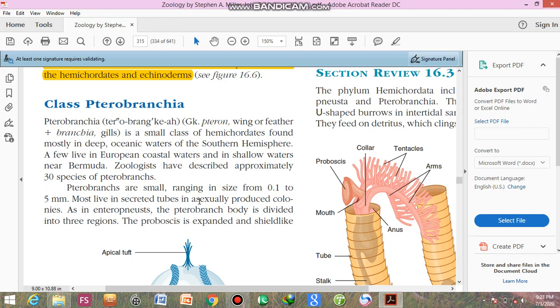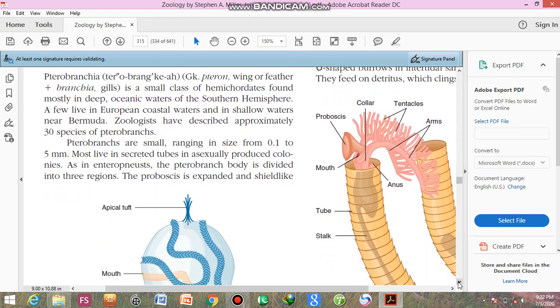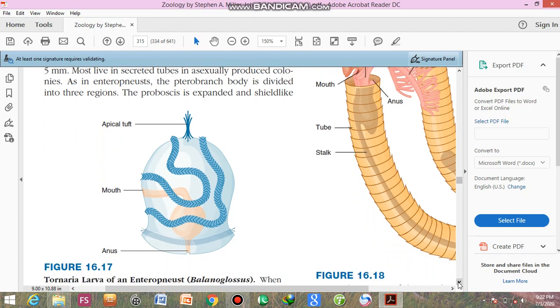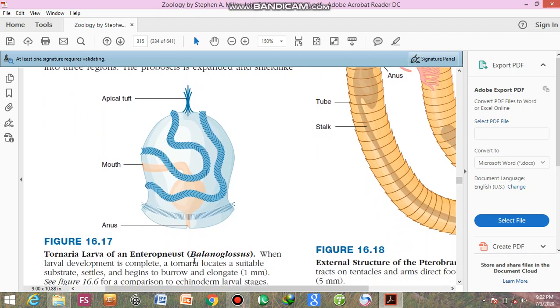Most live in secretory tubes in asexually produced colonies. As in Pterobranchia, the body is divided into three regions. In this class Pterobranchia, the body is divided into three regions too. This is the diagram of the larvae, the Tornarian larvae of the class Enteropneusta. An example of the animal is Balanoglossus.